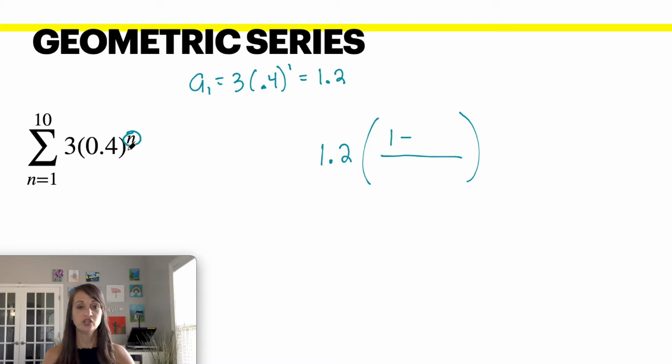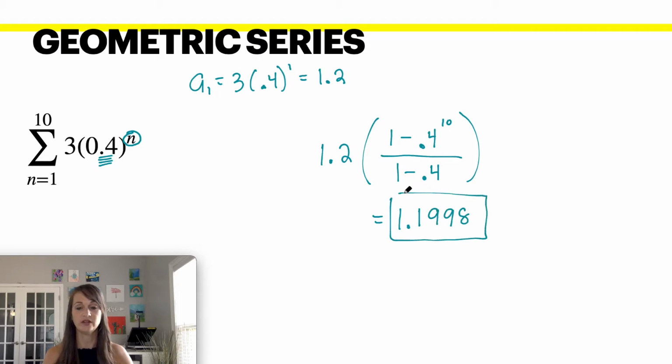I know my ratio, it is the number that is raised to the exponent, so it's 0.4. And it's asking for the first 10 terms, and on bottom it's also 1 minus 0.4. So you put it in a calculator, 1.2 times 1 minus 0.4 raised to the 10th divided by 1 minus 0.4. And you will get the answer of 1.1998, depending on where you need to round.